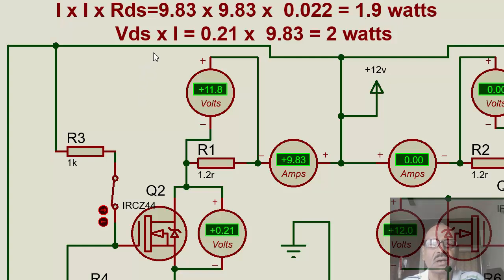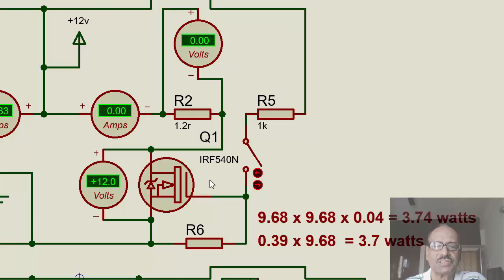That comes to about 1.9 watts. In the practical circuit, VDS into I, that is 0.21 into 9.83, is equal to 2 watts. So in both cases we find a power loss of around 2 watts in this MOSFET. Similarly, we will look into the others, and watch how the power loss affects the performance of the MOSFET.